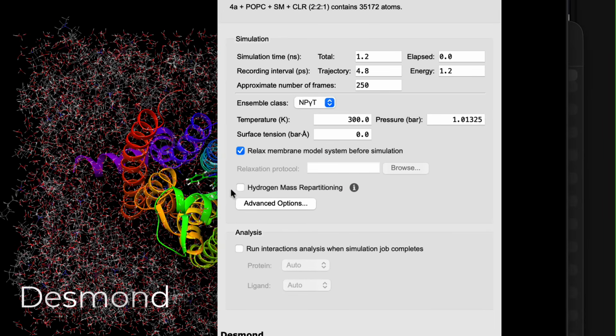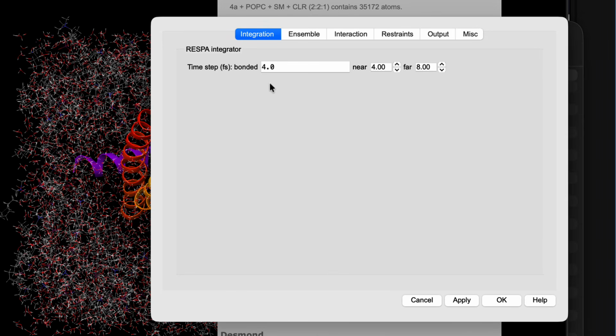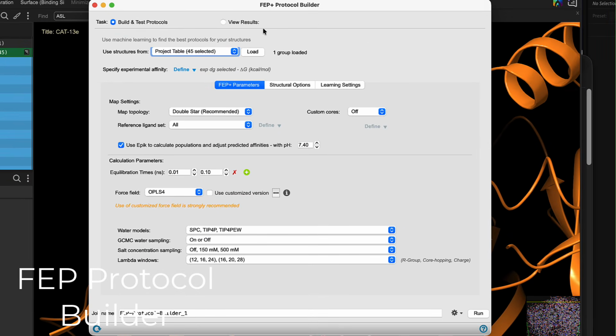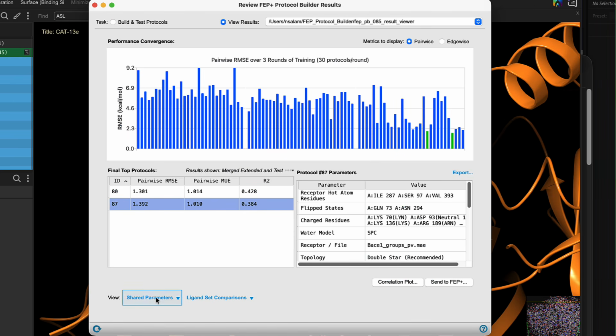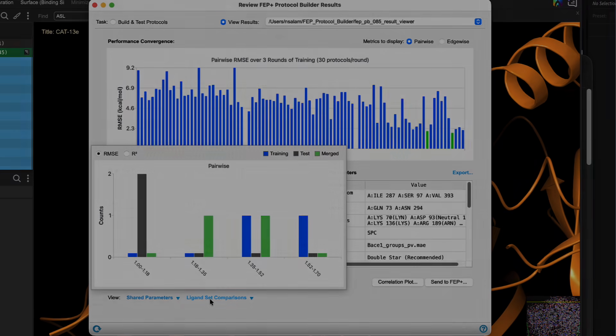Desmond adds hydrogen mass repartitioning across its molecular dynamics, metadynamics, and replica exchange panels. HMR supports a 4 femtosecond integration step instead of 2, with a reported 66% performance boost. Protocol Builder now unifies setup and analysis in one panel, making the results viewer easier to discover while keeping configuration, comparison, and key parameter export in one workflow.